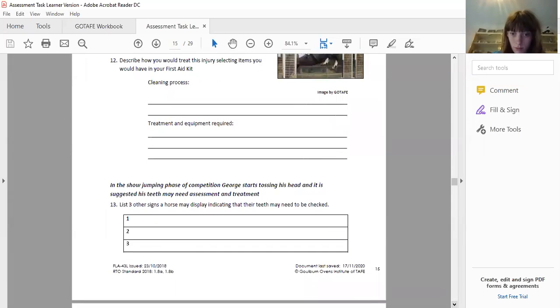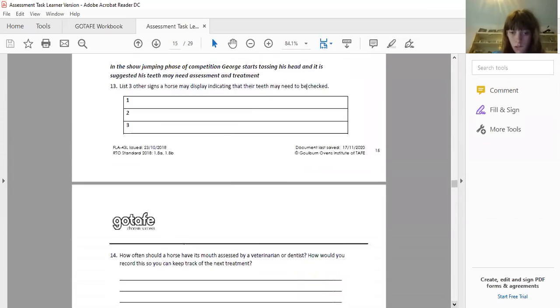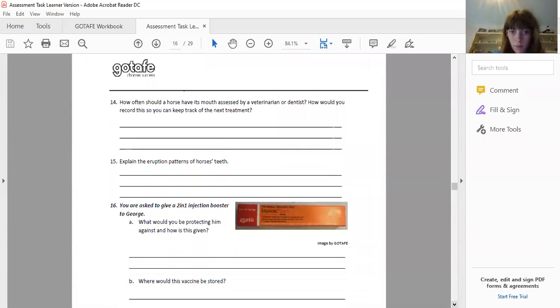In the show jumping phase of the competition, George starts tossing his head, and it's suggested that his teeth may need assessment and treatment. So list 3 other signs that a horse may display indicating their teeth may need to be checked. So the first one you've been given is tossing his head. So what 3 other signs may he give to indicate that there's a problem with his teeth and we need to look into that?